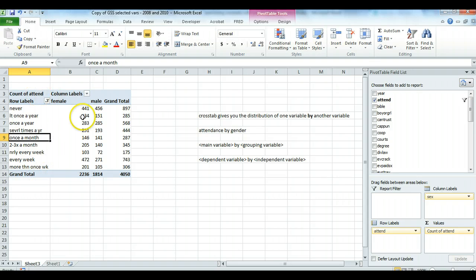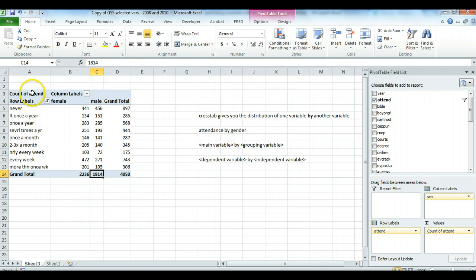Now, these numbers don't tell us anything for our main question. Remember, our main question here is what? Do men and women differ in terms of how likely they are or how frequently they go to religious services? These numbers don't tell us anything because there's a different number of men and women in the survey. Like most surveys, women, for whatever reason, more cooperative, something, they're more likely to answer this survey, and there's more of them in the survey. 2,236 versus 1814.